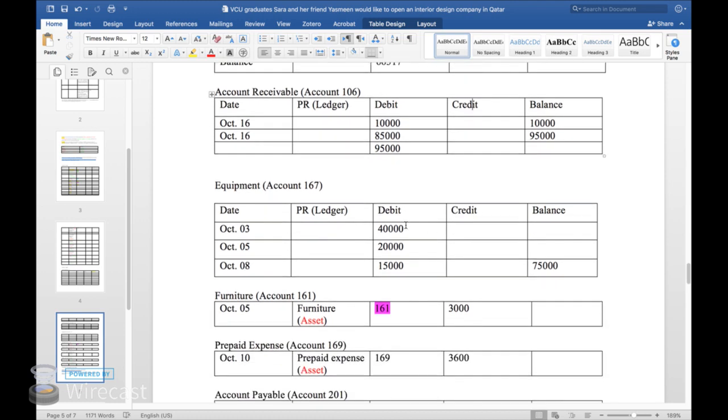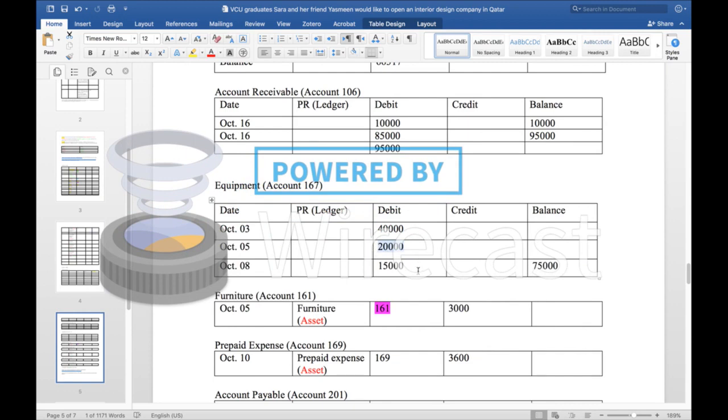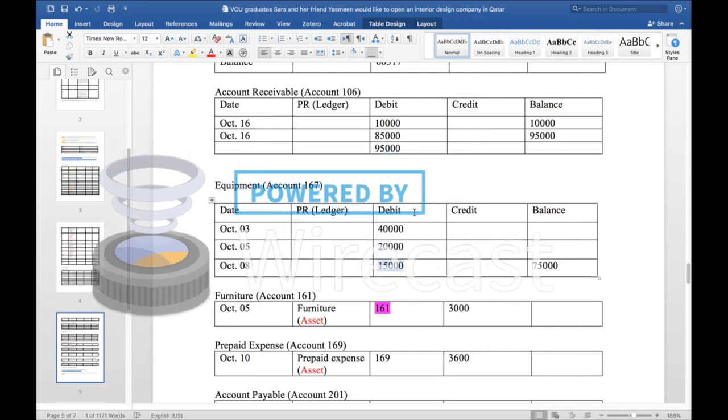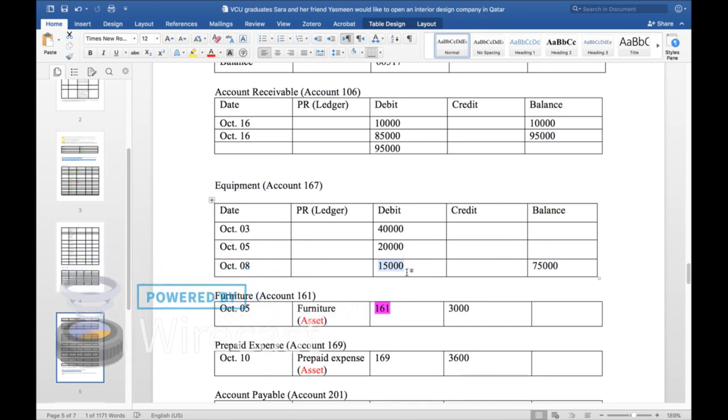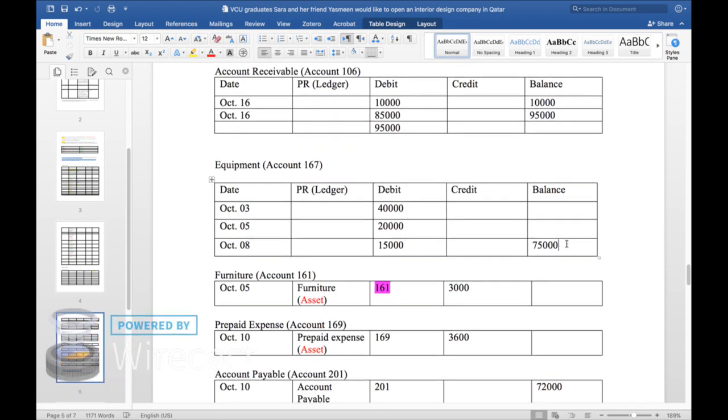So for example, the equipment account. We first have a 40,000 truck, and then we have a 20,000 computer, and so on. All of this is recorded at its real value in the debit, because this is a positive. This is an increase when we bought the truck. The equipment account increased this much in value, and then this much, and then this much. So altogether you have a balance of this.